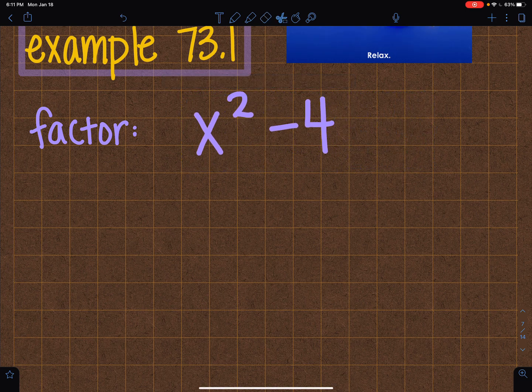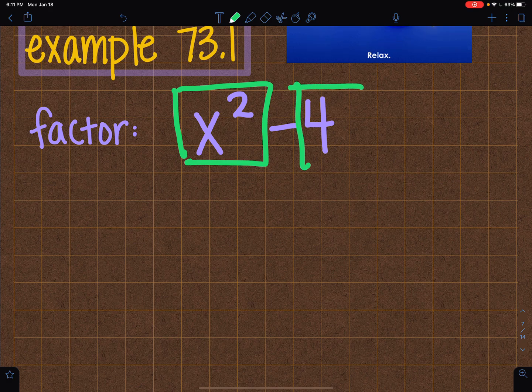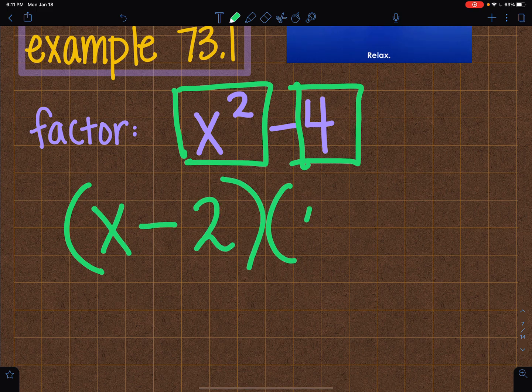And now what do you have? Now you have the difference of two squares, because this is a square and this is a square. We just need to take the square root. So all we're going to do is take the square root and do x minus 2 and x plus 2. Oh man, that was so easy.